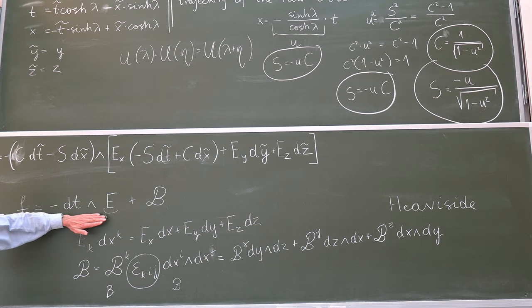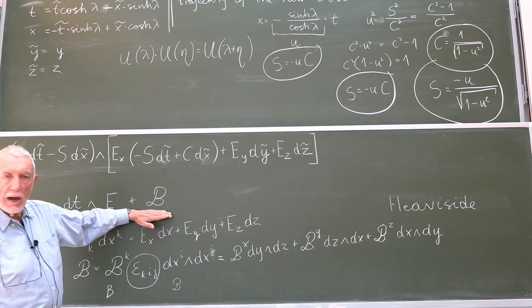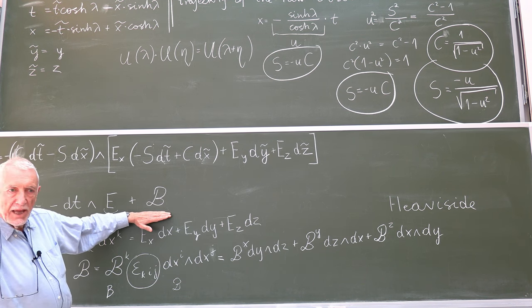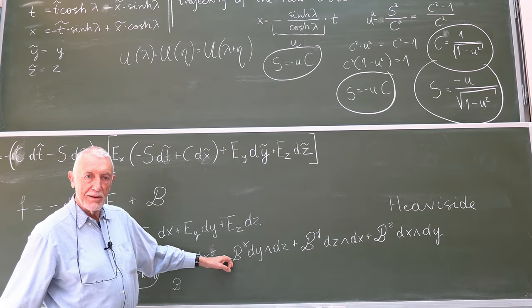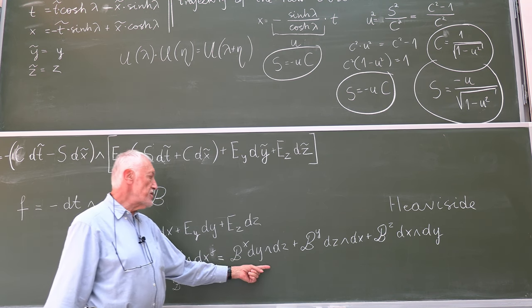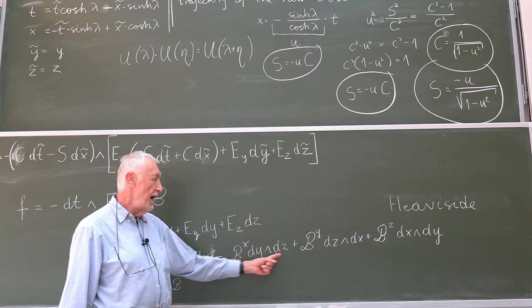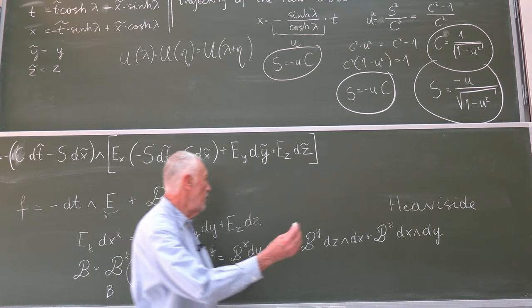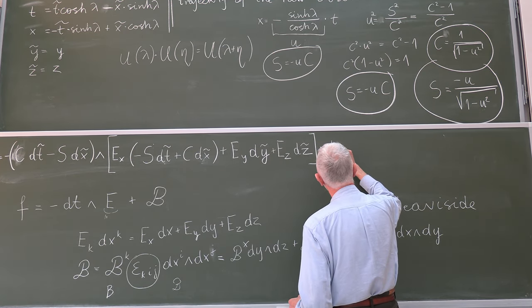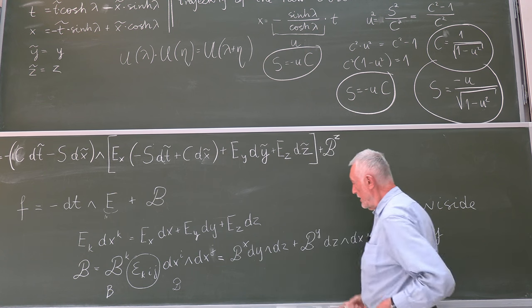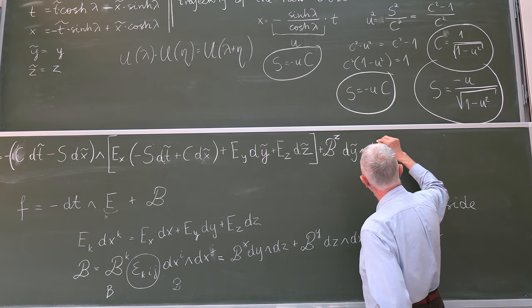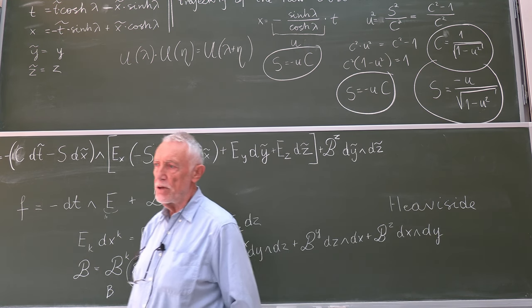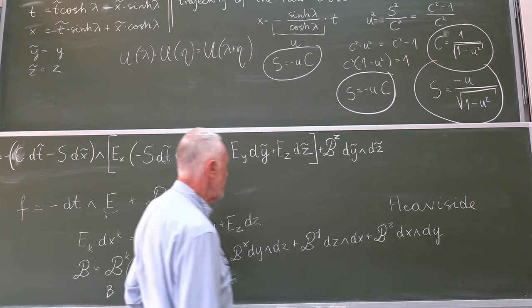I have already rewritten the first term of this F in terms of new coordinates, and now slowly I will rewrite this magnetic part, which also has three terms. The first term again is very easy because y and z don't change. So I plus the z component of the magnetic field times dy dz, and I put tildes over them because they do not change during this Lorentz transformation.